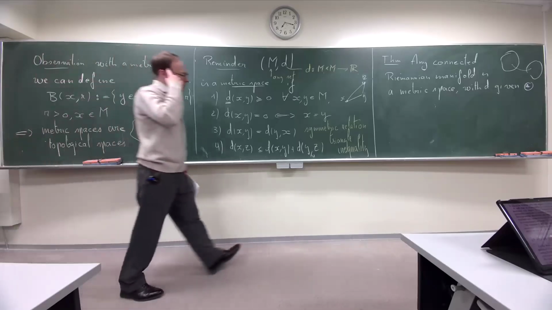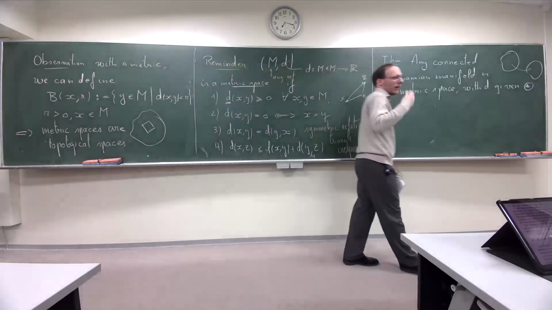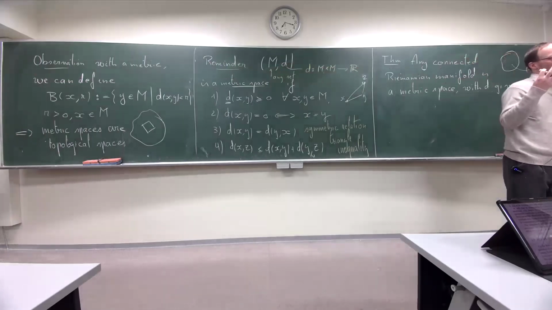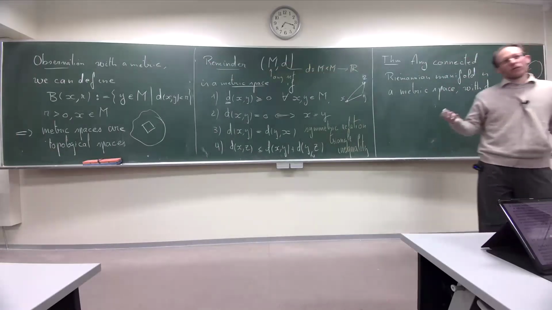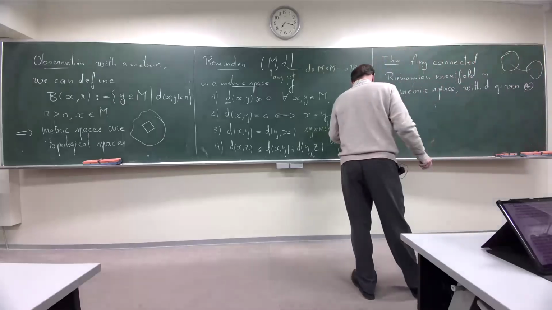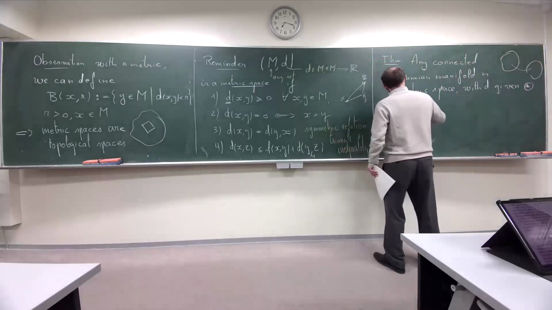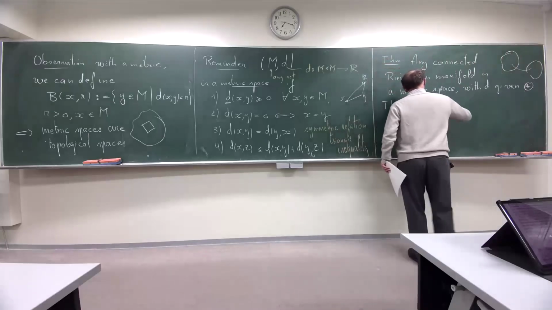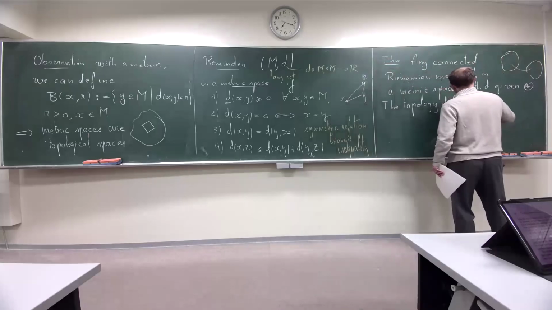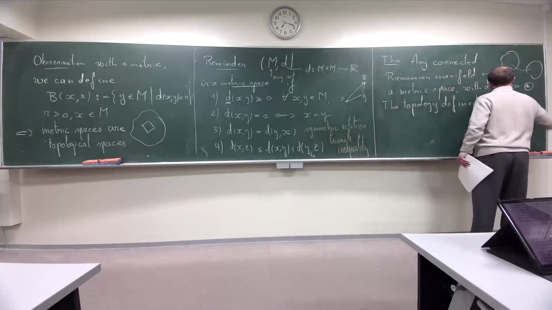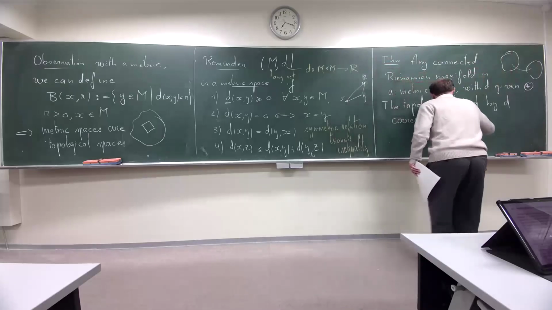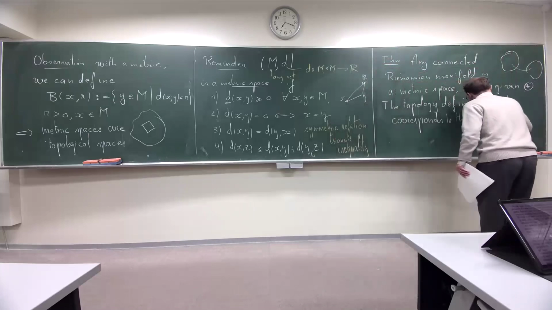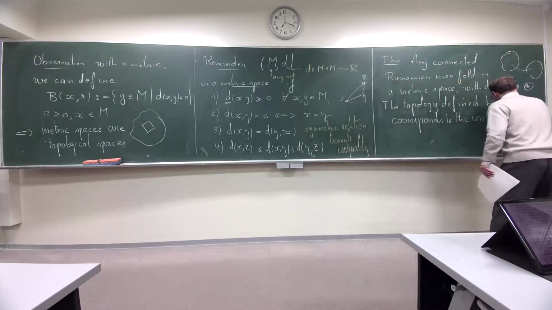And then you can wonder, oh, but on our manifold, we had an initial topology. So now we have two: the initial one, and one constructed with this distance. Are they the same? And the answer, of course, is yes. This is the second statement. The topology defined by D corresponds to the initial topology only.